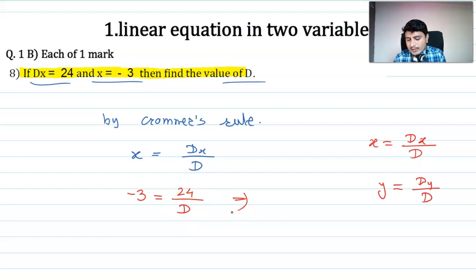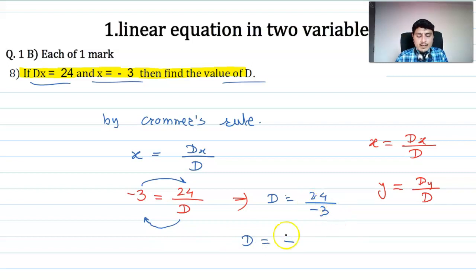Now to evaluate the value of variable d, here we have ultimately a linear equation in one variable. d is the variable here. So try to shift the d as well as the minus 3 from RHS to LHS and LHS to RHS. So denominator becomes numerator, numerator becomes denominator. So the value of d is of the form 24 divided by minus 3. Now plus minus is minus, 24 divided by 3 is 8. So the value of d equals minus 8 here.